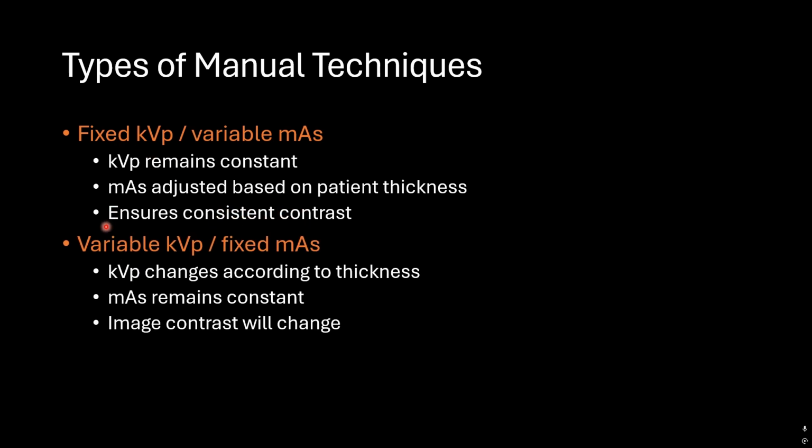In the other case, we have the variable kVp with fixed mAs. I mean, we change the kVp, but we fix mAs. The kVp changes according to thickness. When we have a thick patient, we'll have a higher kVp compared to a thin patient or thin part. mAs remains constant because we didn't change it. It is fixed. And the image contrast will change because we change the kVp. The image contrast will be significantly affected.